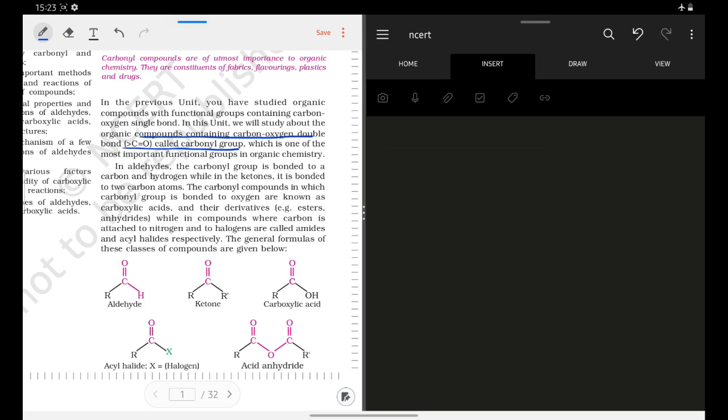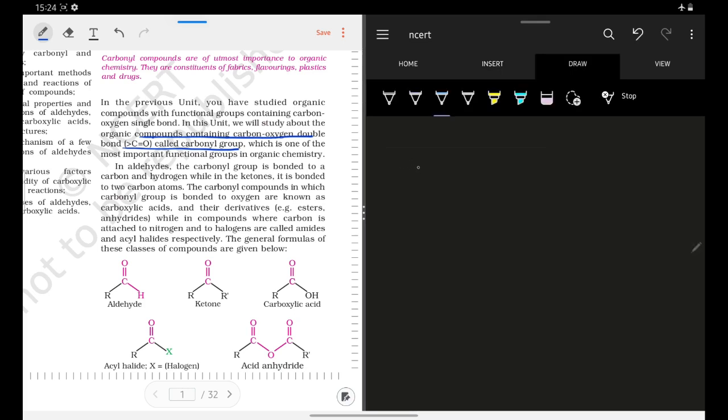For example, even glucose. We know that the structure of glucose is something like this: it has the CHO group, then the four CHOH groups, and then CH2OH. So here also you can see that the CHO group, or aldehyde group, is present. Even in fructose we have the C=O group, or ketone group.